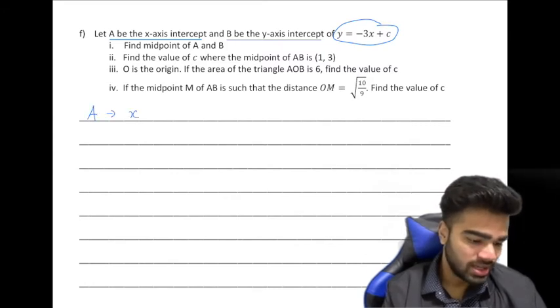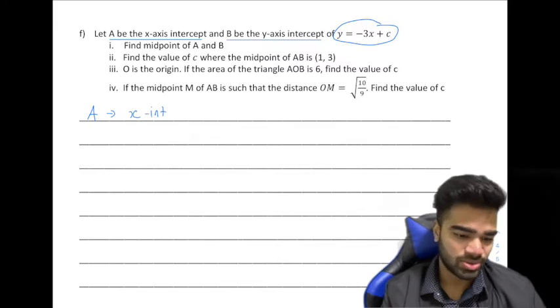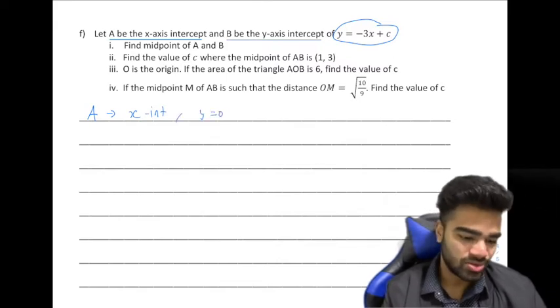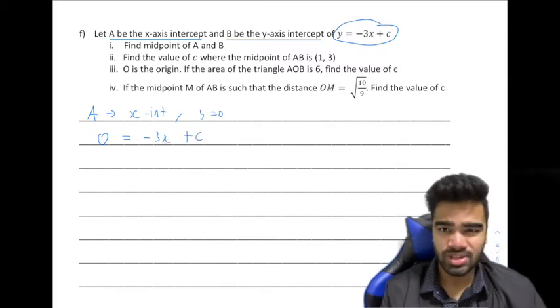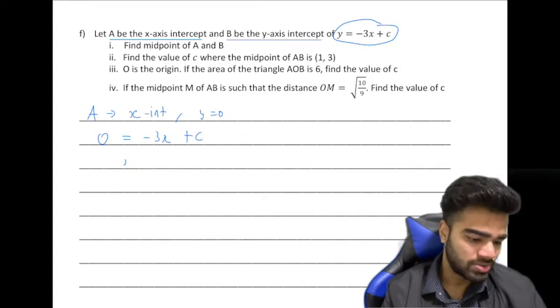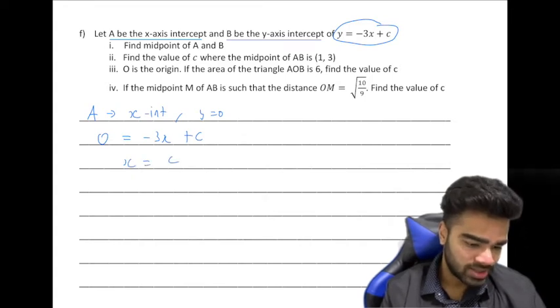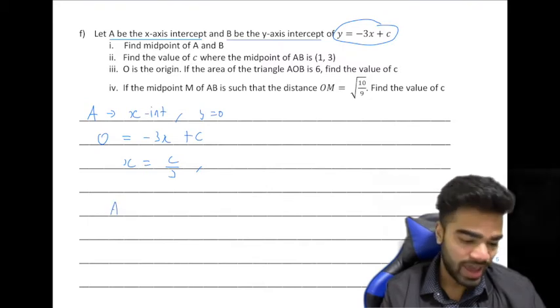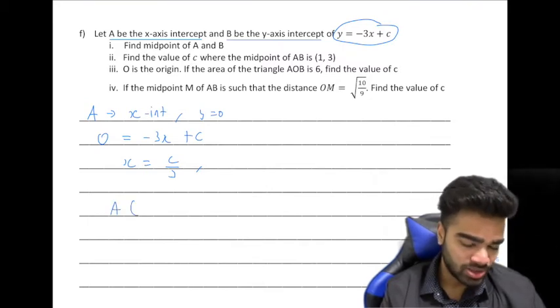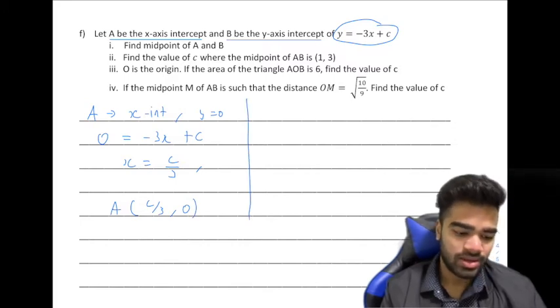So A is the x-axis intercept, the x-intercept. I believe we already found this in question 1, but let's do it again anyway. So remember the rule is y is equal to 0. So 0 is equal to negative 3x plus c. If we do the same thing as in part A to find the x-axis intercept, you'll have x is equal to c over 3. So the coordinates of A are going to be c over 3 and 0. That's A.